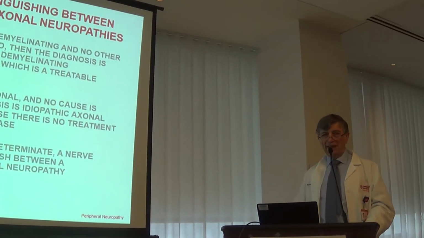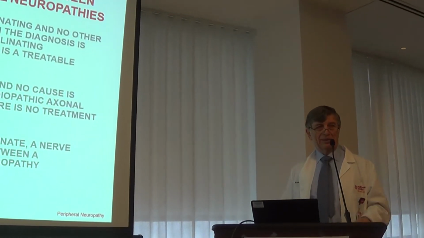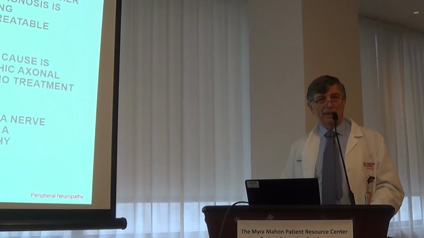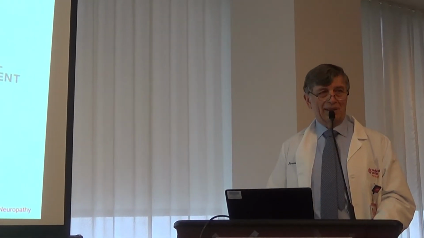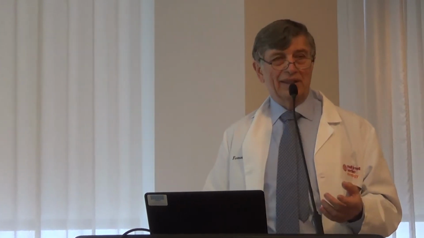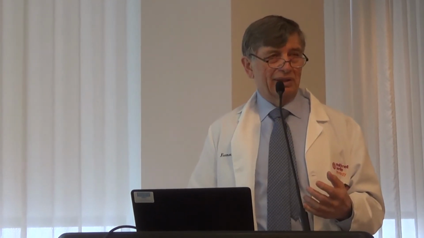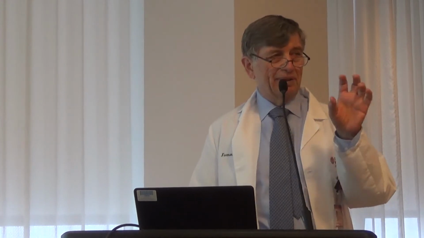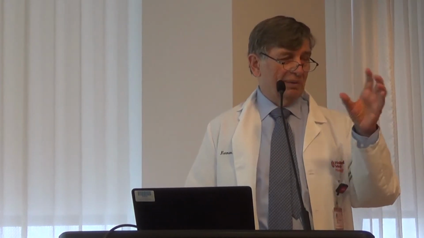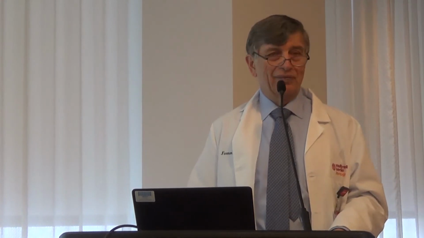But if it's demyelinating and all the other blood tests are normal, then the diagnosis is likely to be something called chronic inflammatory demyelinating neuropathy, which is a treatable condition. So it's an important distinction whether the neuropathy is demyelinating or axonal. Sometimes if the electrical studies are inconclusive, we could do a nerve biopsy, which allows us to look at the nerve to see which part is affected.